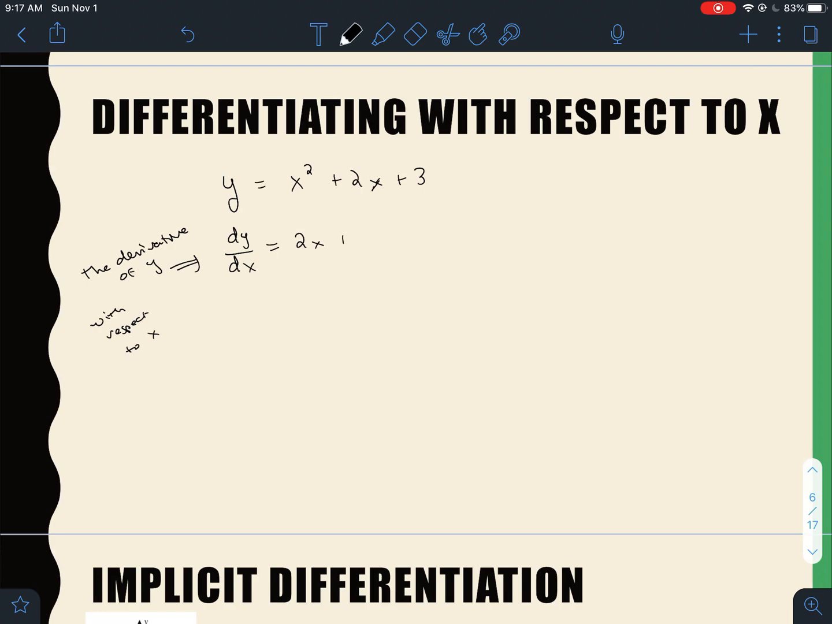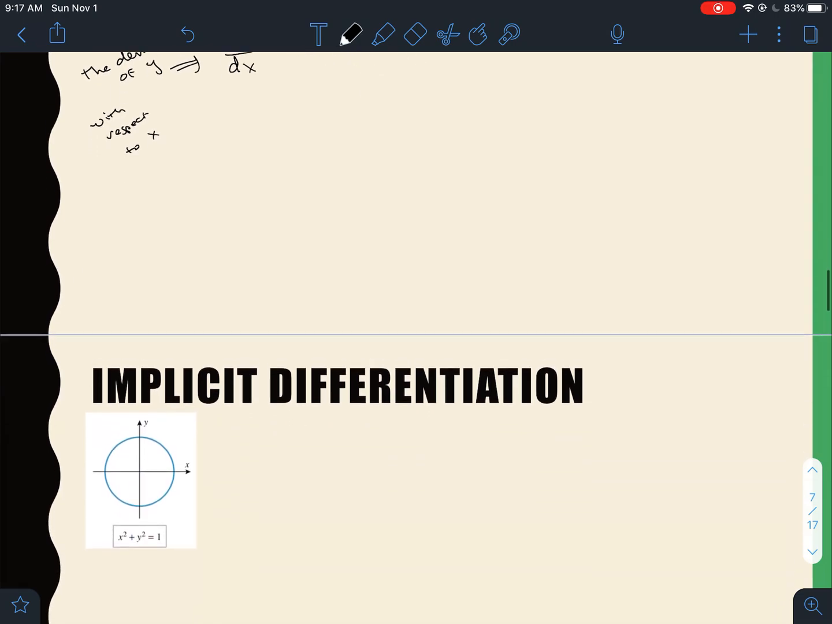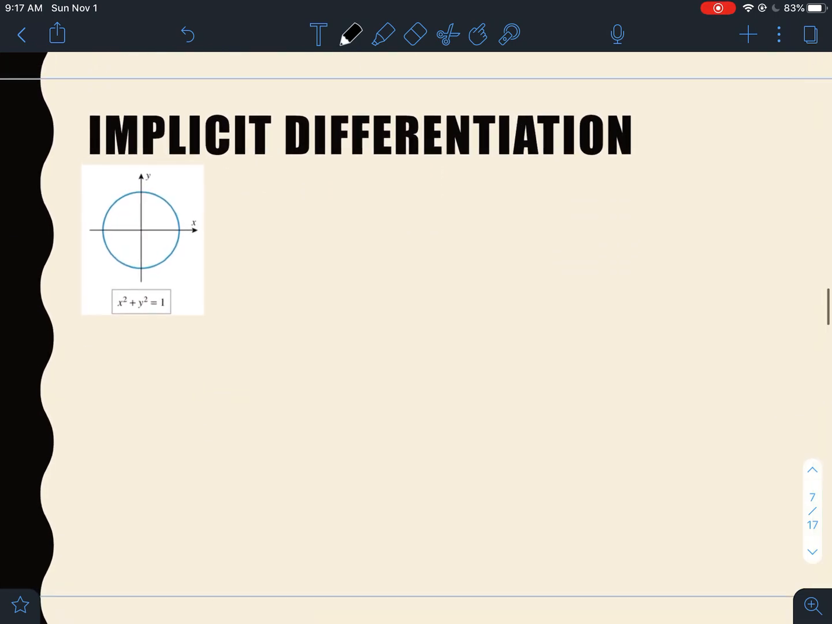So if we want to take the derivative of x squared, it would be 2x, and the derivative of 2x is 2, and then the derivative of 3 is 0. So the derivative of y with respect to x is 2x plus 2.